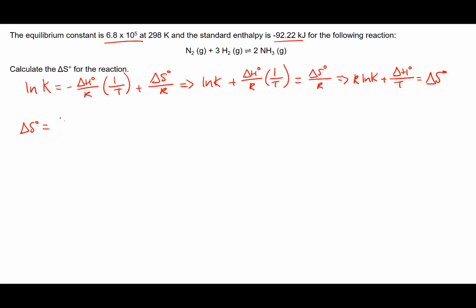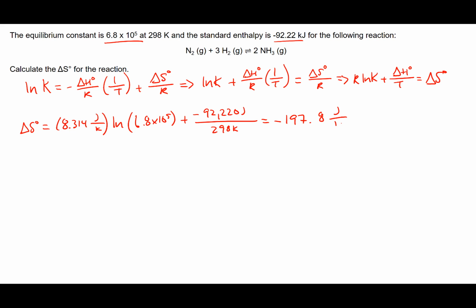And so we have 8.314 joules per Kelvin times the natural log of 6.8 times 10 to the 5th plus negative 92,220 joules, right? So I converted that negative 92.22 kilojoules into joules so that things cancel out properly and they're all at the right scale, over 298 Kelvin. And so we have that right there. We plug all of that in, we calculate it away, and what we get is negative 197.8 joules per Kelvin. And that is one way that we can calculate the delta S naught of a reaction, if we know those values right there.